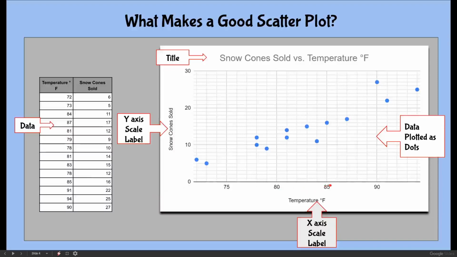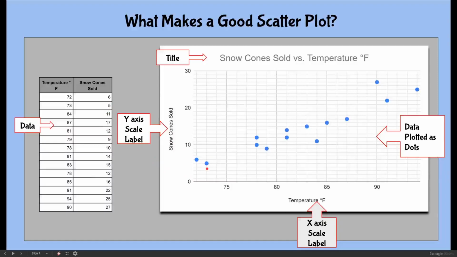So if we go over to 85, then they sold 16. And you can just count up, that would be 10, 11, 12, 13, 14, 15, 16. So you'll notice it's 85 degrees out and they sold 16 snow cones. Whereas over here, it was 72 and they sold 6. And it was 73 and they sold 5.